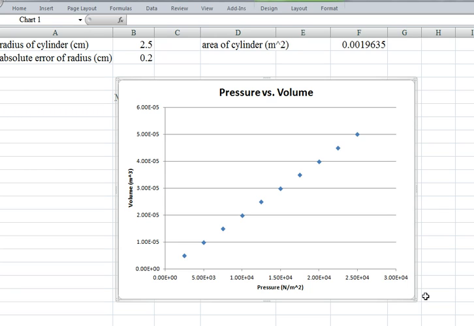Now I can guarantee you that the data that you take in this lab will not make a straight line. I intentionally picked data that would make a straight line for this, but we actually have some more work to do, and that's going to be the topic of our next video. But I just wanted to get you this far to see how to get your graph set up.